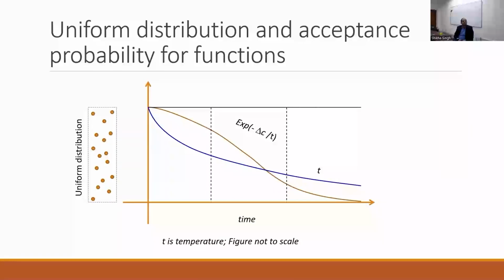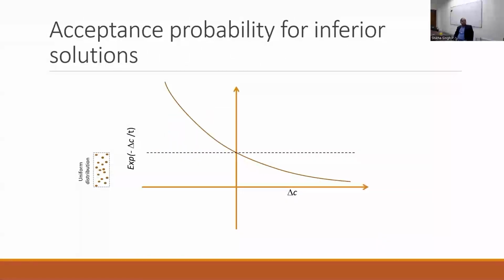Now here we just show you what we do over time, right? Over time, we decrease the temperature. If we decrease the temperature, we have this function, exponential e to the negative delta C over T. So in the beginning, we can select inferior solutions with higher probability. As temperature decreases with time, we will not select those solutions as readily.